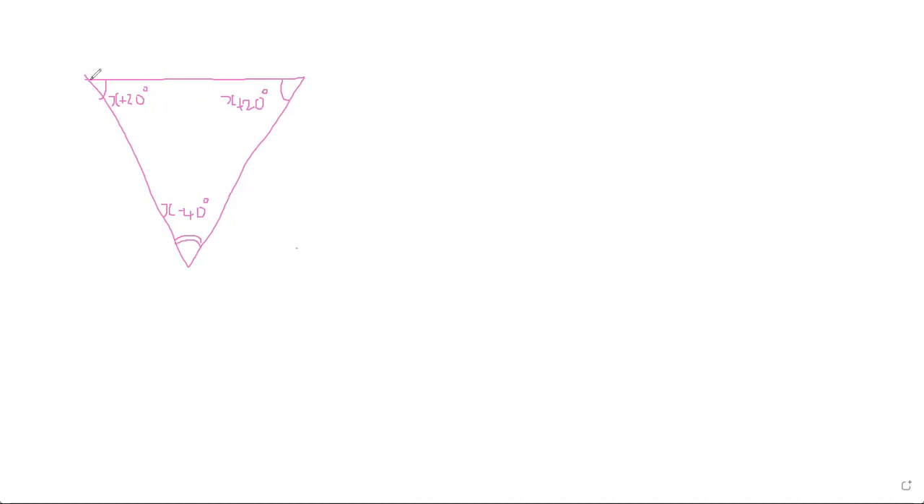are the same. Now, if these two angles are the same, that must make these two side lengths the same. This is an isosceles triangle. That's not really relevant for the question, but it's good to just get into the habit of recognizing stuff like that. Okay, so you know that there's 180 degrees in every triangle. So that must mean that all of these angles added together are 180.